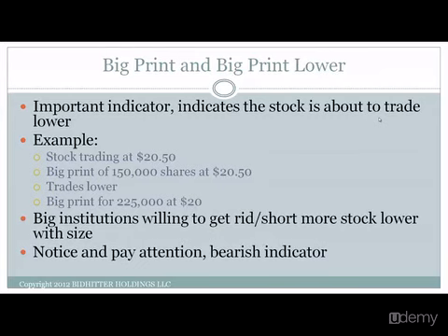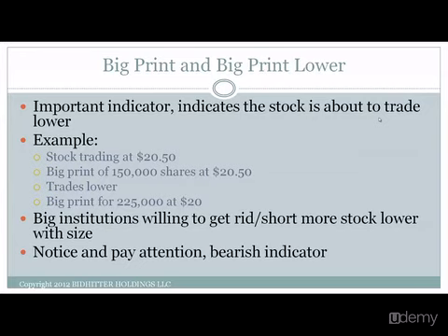Same thing goes with a big print and a big print lower. You should also keep track of this. It's also an important indicator. It indicates that the stock is about to trade lower. Very simple. For example, the stock's trading at 20.50. You see a big print for 150,000 shares at 20.50, it starts trading lower, and you see another big print for 225,000 at 20.